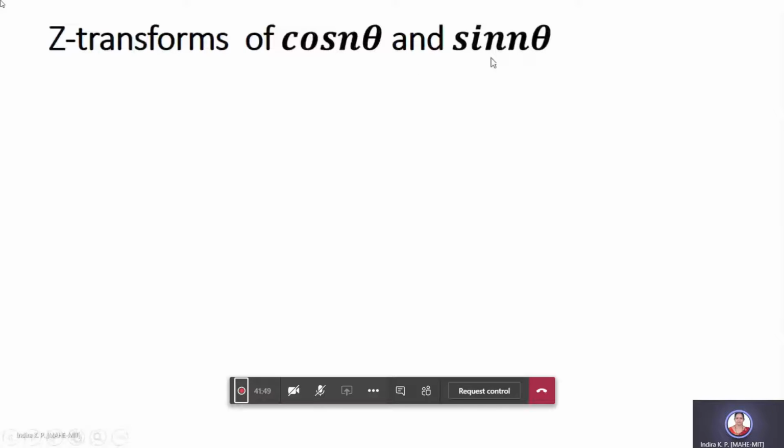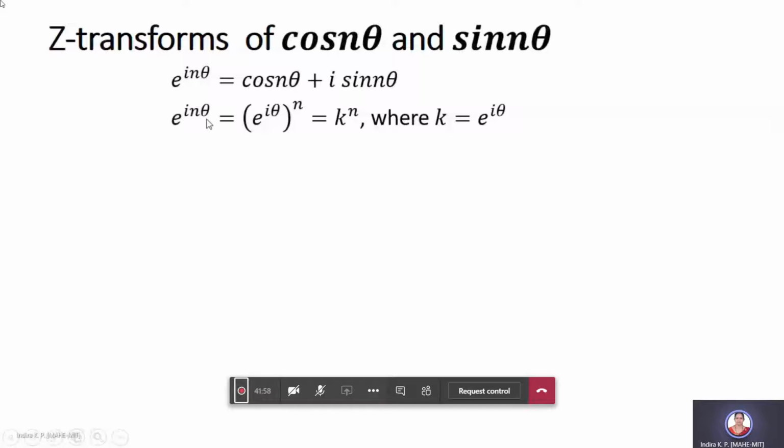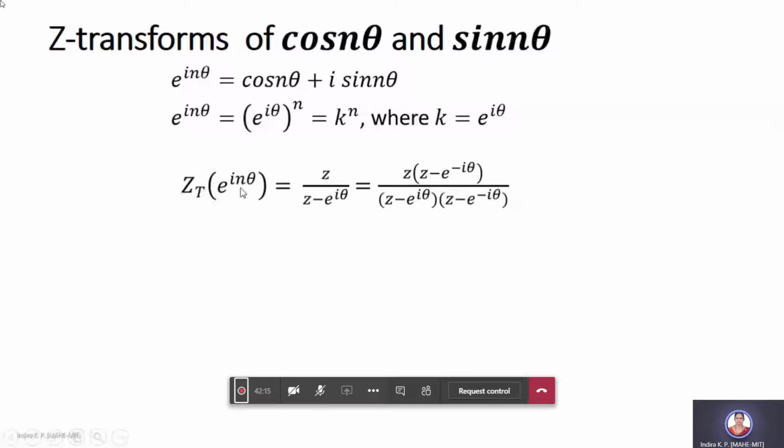So how am I going to do it? e to the power i n theta is cos n theta plus i sin n theta. So e power i n theta is e power i theta to the power n, which is equal to k to the power n. So I can take e power i theta as k, where k is e power i theta. Now you must be having it in your notes. What is the Z transform of k power n? z by z minus k. Now in this case, k is e to the power i theta.